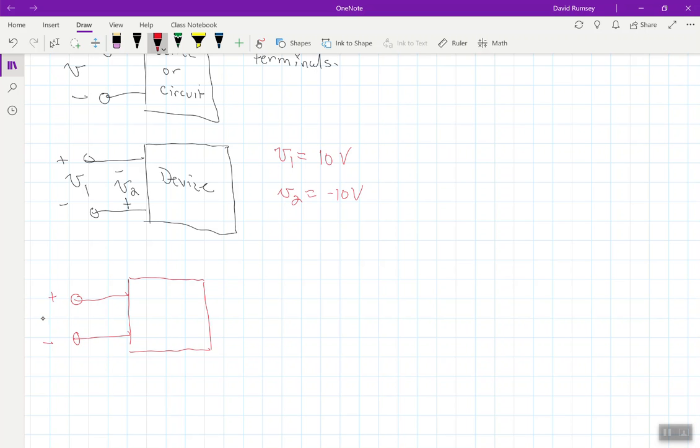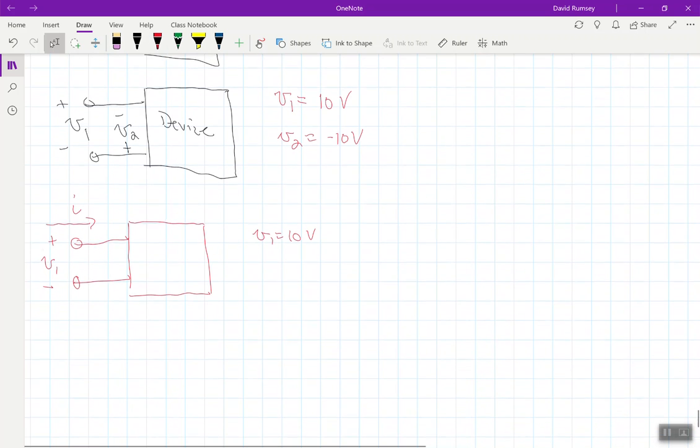So you have plus minus V1. And again, we'll just let V1 be 10 volts. We typically think of the current flowing into the positive terminal. It's not that you can't think of it flowing into the negative terminal, but that's how we normally think about it, is that current is flowing into the positive terminal.